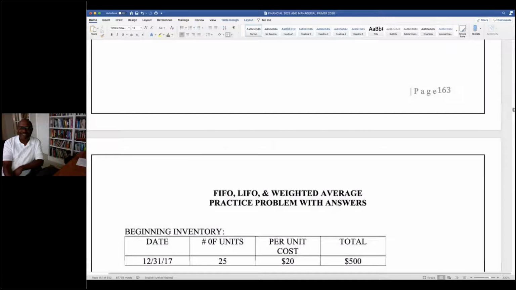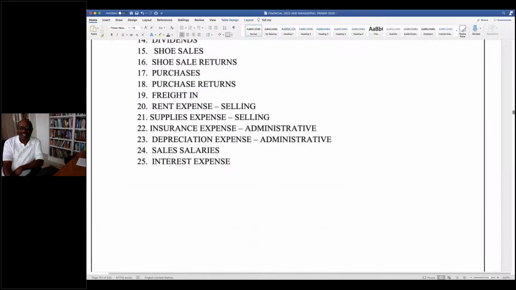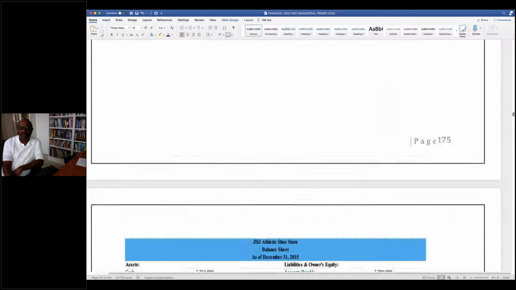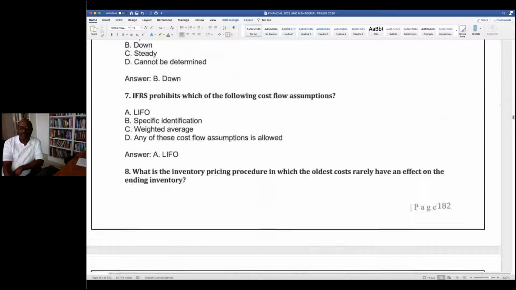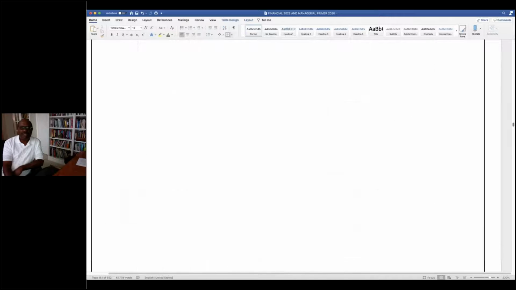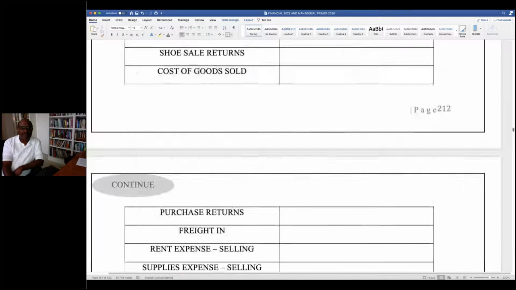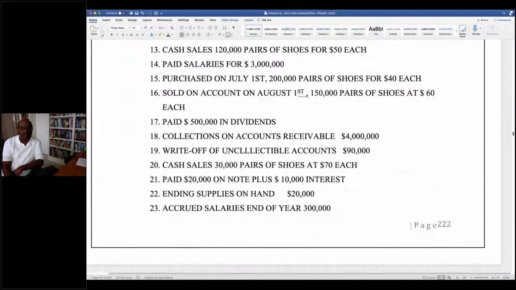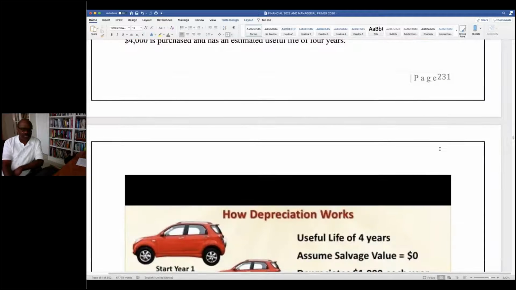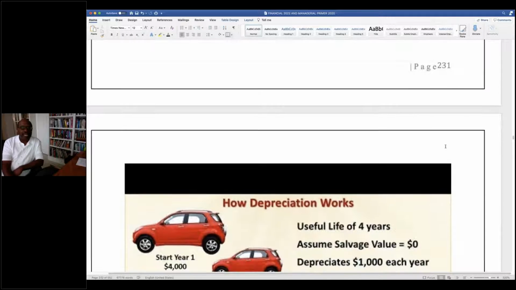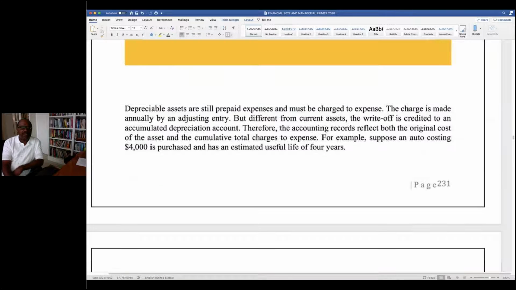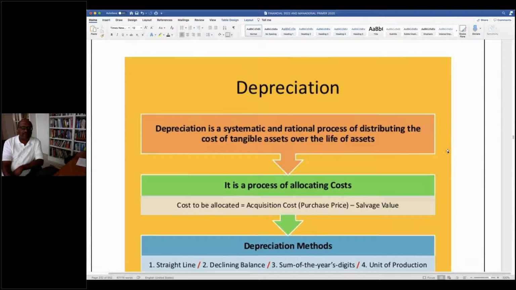Hold on, give me a second. I'm not looking at the screen. Okay, so depreciation is extensive, and we'll be on that front and center next time.